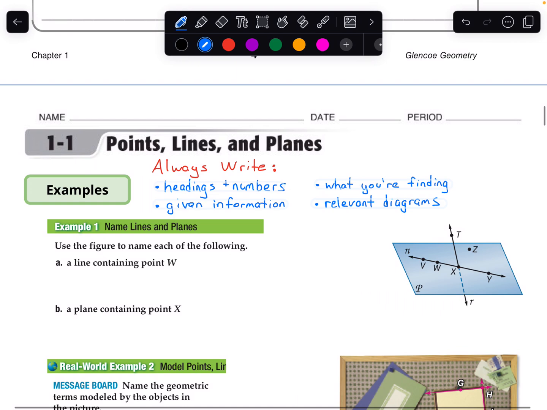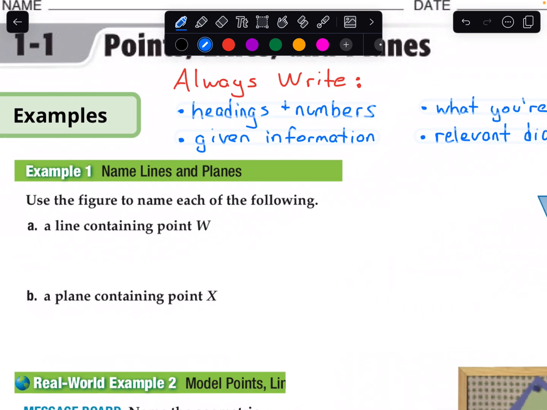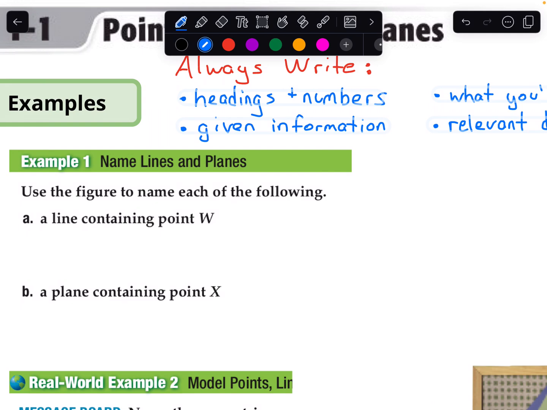as well. After writing example 1, name lines and planes, and you could make note of you are trying to name the following: line with point W, plane with point X, and that would be sufficient.